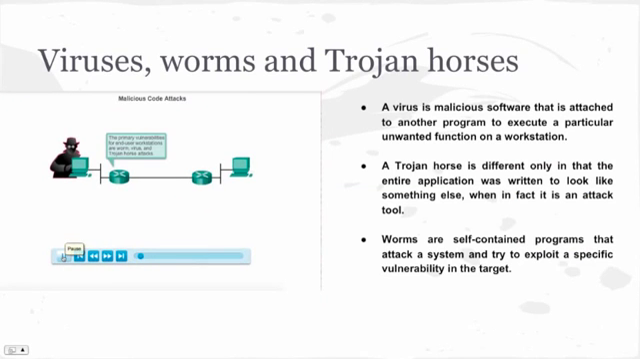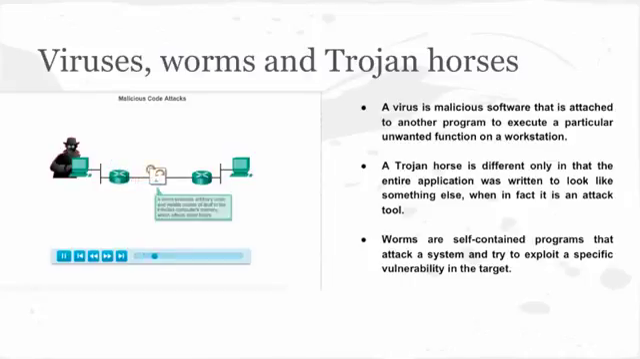Malicious code attacks include a number of types of computer programs that were created with the intention of causing data loss or damage. The 3 main types of malicious code attacks are viruses, Trojan horses, and worms. A virus is malicious software that is attached to another program to execute a particular unwanted function on a workstation. The key element that distinguishes a computer worm from a computer virus is that human interaction is required. A Trojan horse is different only in that the entire application was written to look like something else, when in fact it is an attack tool.